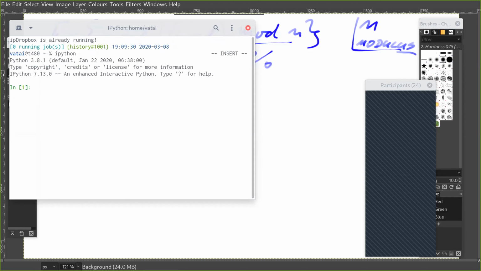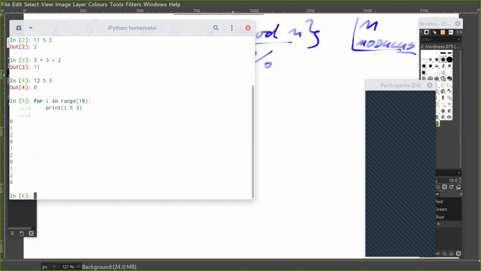For example, if you take 10 mod 3, what will that be? It will be 1, right? 11 mod 3 will be 2, because 3 times 3 plus 2 is 11. And 12 mod 3 will be 0. If you continue like this, for i in range 10, and you print every i mod 3, you will get repeating 0, 1, 2, 0, 1, 2, 0, 1, 2. This is what we're talking about.